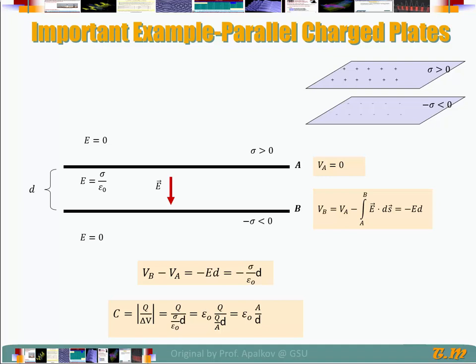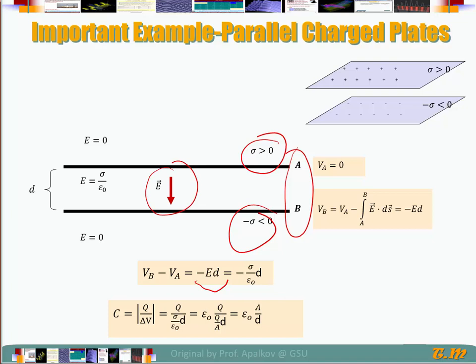We worked on this situation before. We found that if we have a positive charge here and a negative charge here, the potential difference between A and B is minus E times D, where E is the electrical field in between. And since the electrical field is given by sigma over epsilon 0, this makes the electrical potential minus sigma D over epsilon 0.